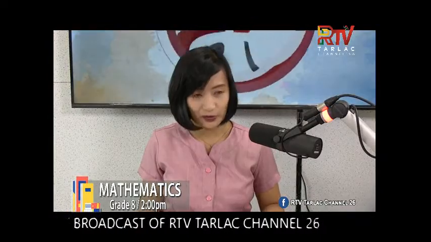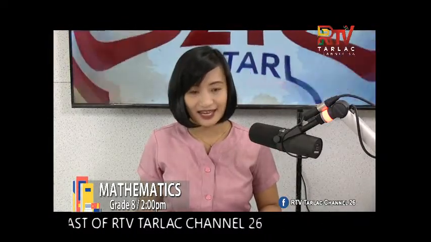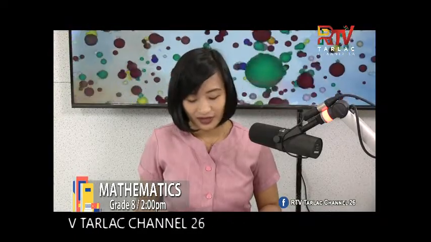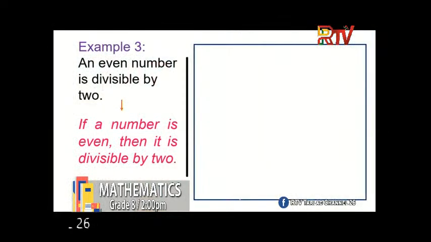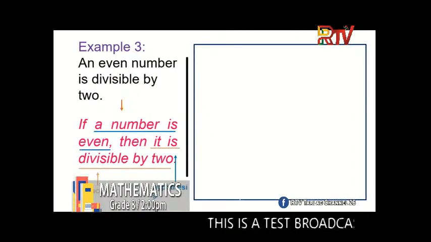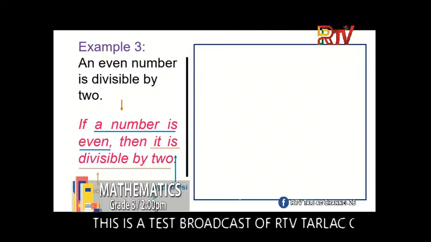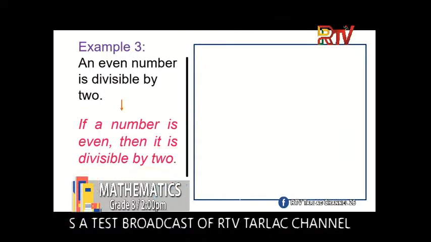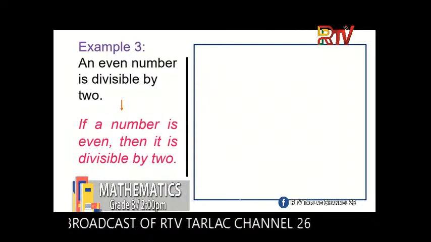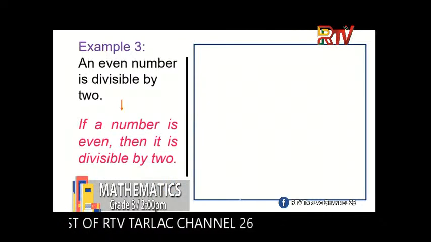Very good for those who typed their answers. Let us check them now. The converse is obtained by reversing the hypothesis and the conclusion. So the converse of the statement is, if a number is even, then it is divisible by 2. Is that your answer too?